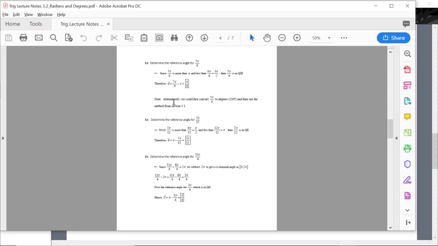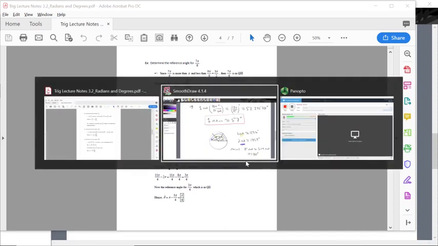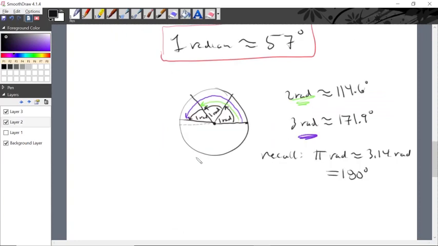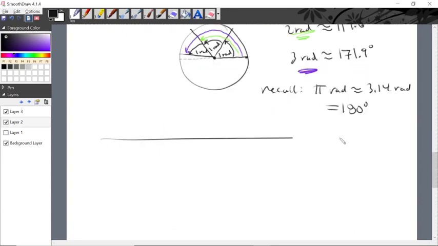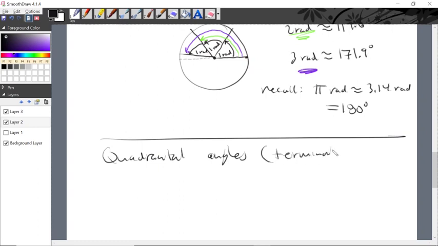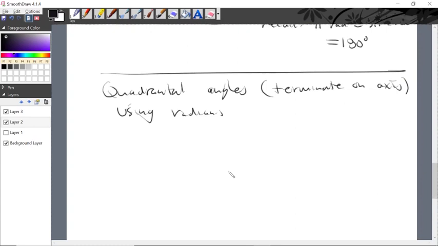Or it would be helpful to associate the quadrantal angles to radian measures. Recall that quadrantal angles are angles that would terminate on an axis. Let's take a look at those. The quadrantal angles are the ones that terminate on an axis, either the x-axis or the y-axis, and they are not in any given quadrant, because the axes are considered to be between quadrants. Quadrantal angles using radians, the primary ones at least.